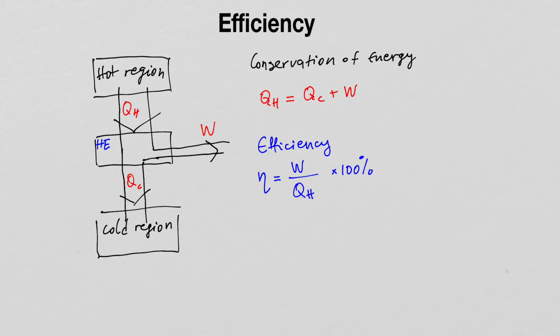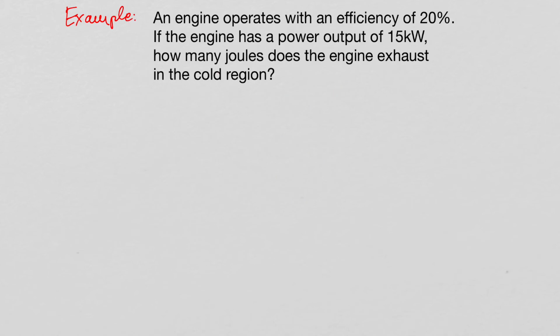Typically, for modern heat engines, the efficiency is between 20 and 25%. The human body, if looked at as a heat engine, has an efficiency of about 20%. Let's look at the following example involving the efficiency of a heat engine.